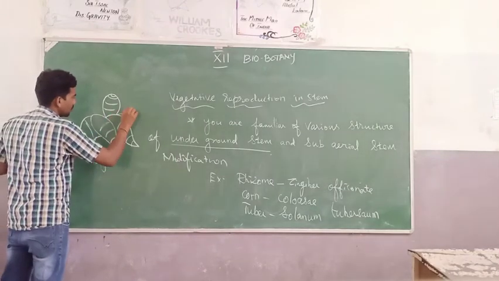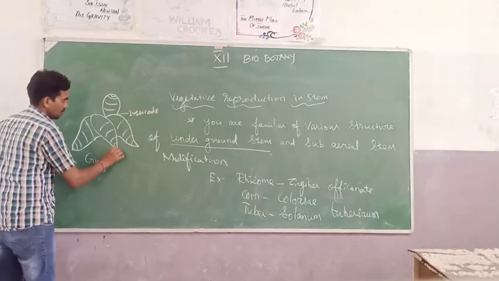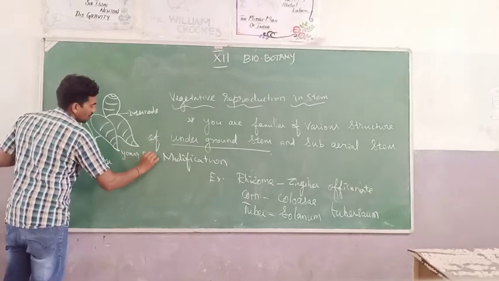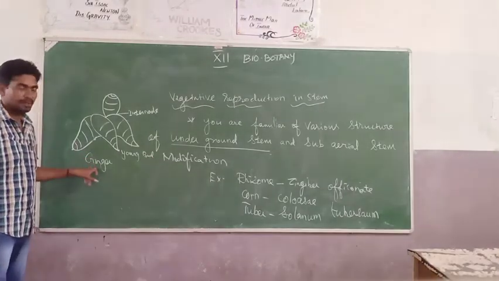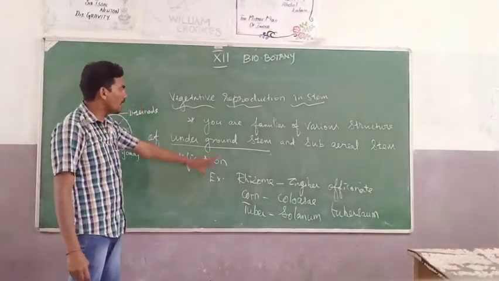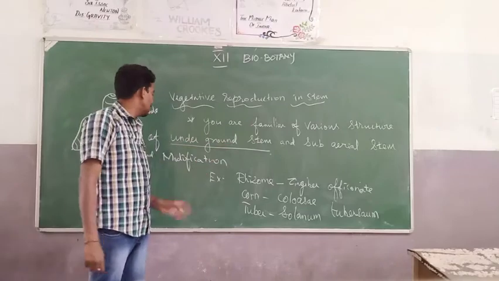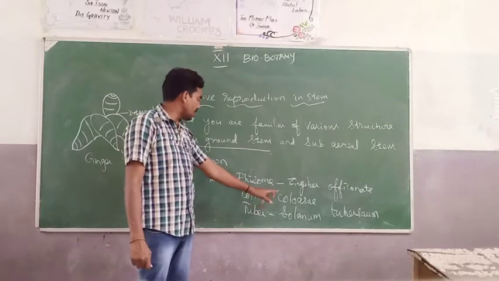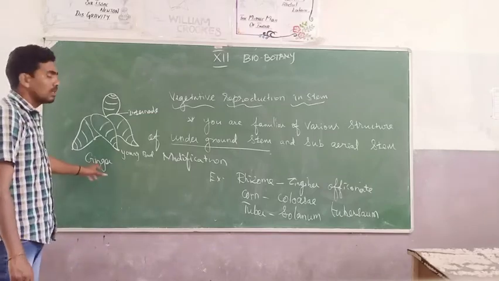This is the internodes. This is the buds, young buds. So this is the example of underground stem, ginger. This is only vegetative reproduction in stem. You are familiar with various structures of underground stem and subaerial stem modification. Example, rhizome, Zingiber officinale, corm, Colocasia, tuber, Solanum tuberosum. Good example, ginger.